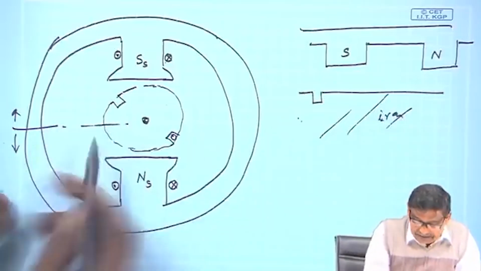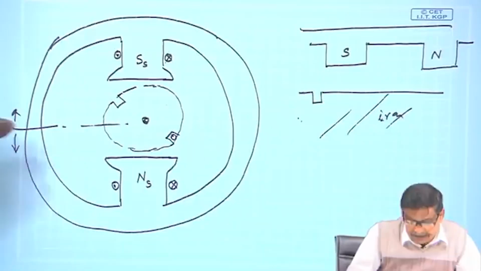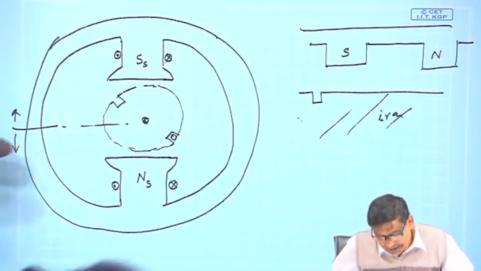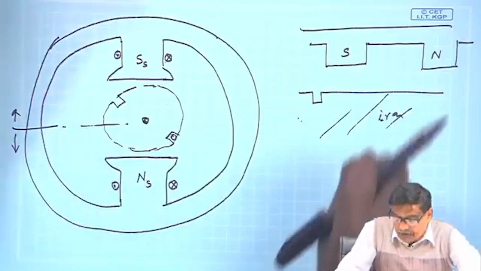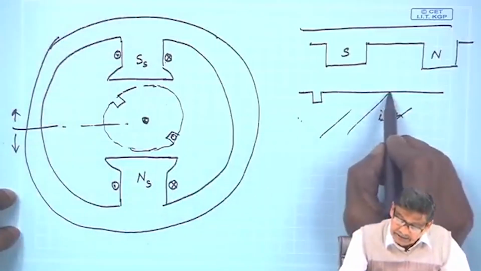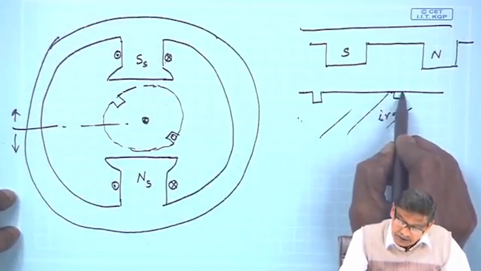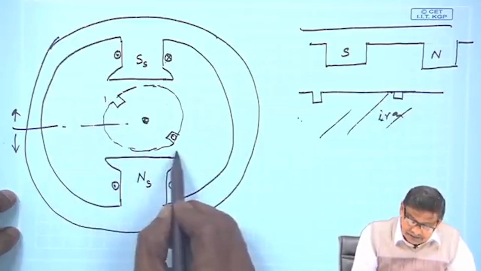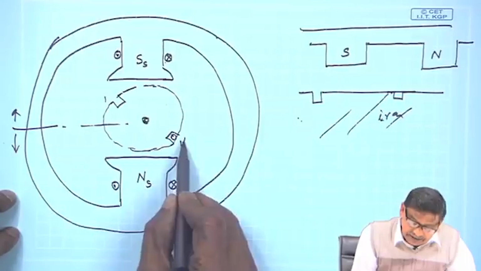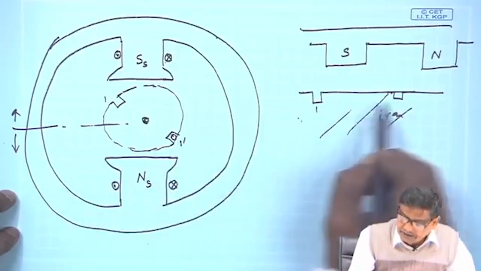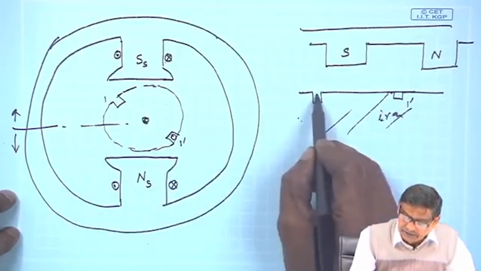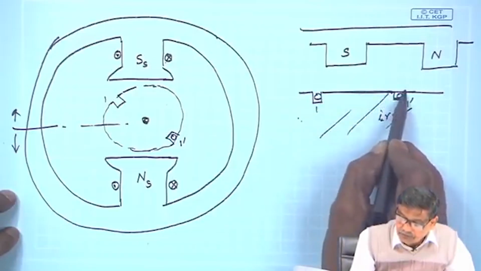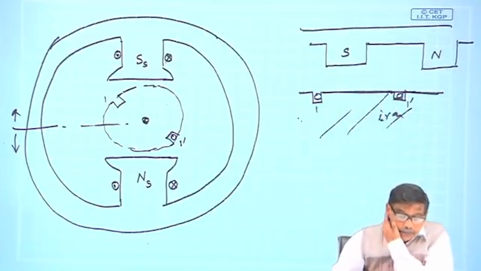You cannot cut iron with a scissor, but think that you have cut it and unfolded it, it will be like this, and there is another slot here. You will see slot 1 and slot 1 dashed, if you call it that, with these two conductors, and this fellow is allowed to move.